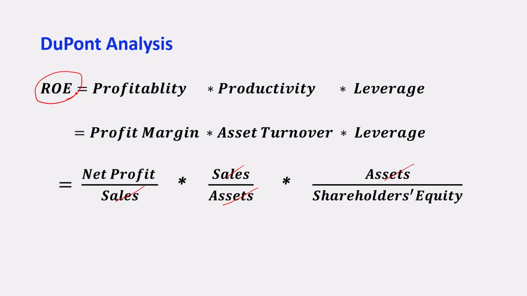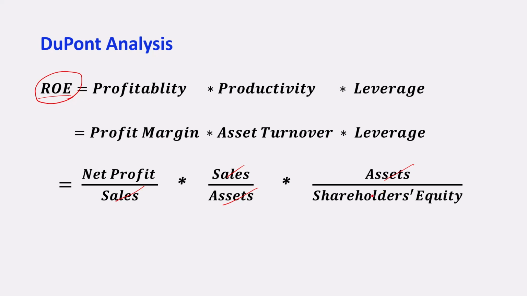So profitability is the most important contributor to ROE because this profit margin shows for every dollar of sales how much net profit is earned. Productivity shows how efficiently assets are used to generate sales. And leverage, as we mentioned before, can magnify the returns, which in this case we are looking at the ROE, can leverage magnify return to shareholders' equity.